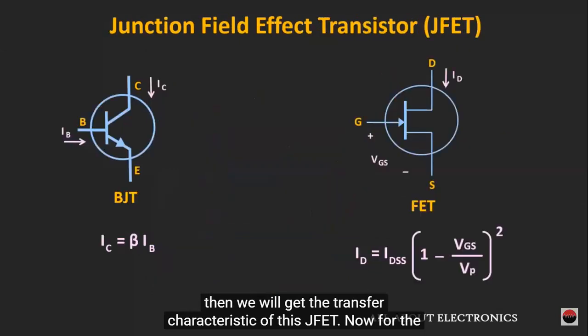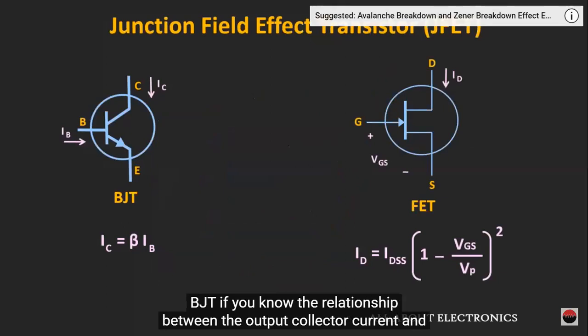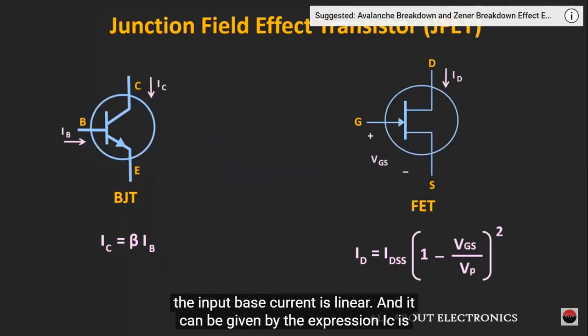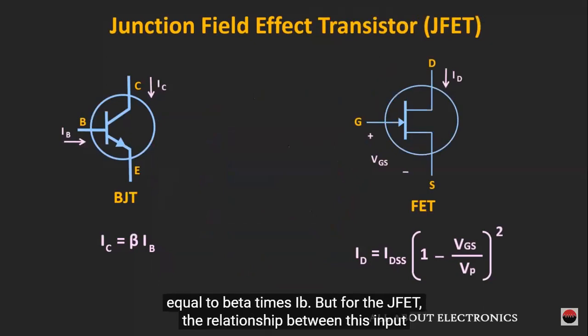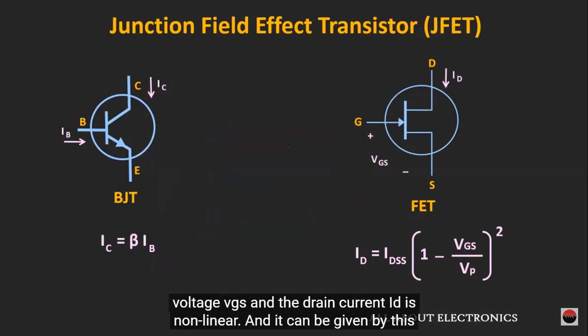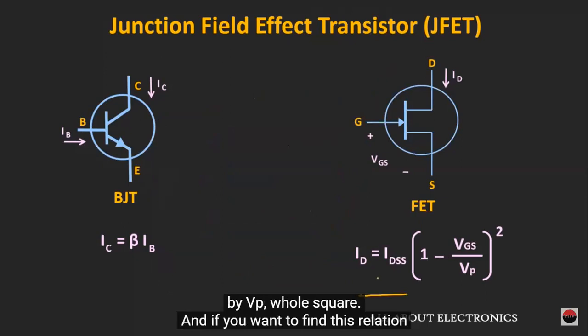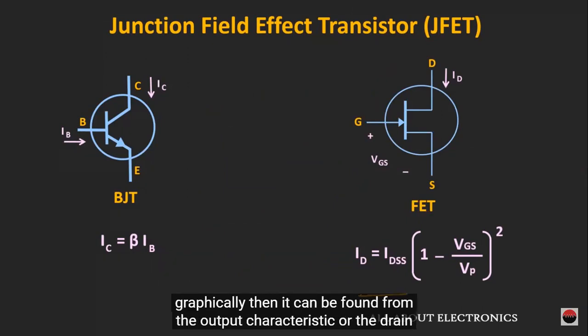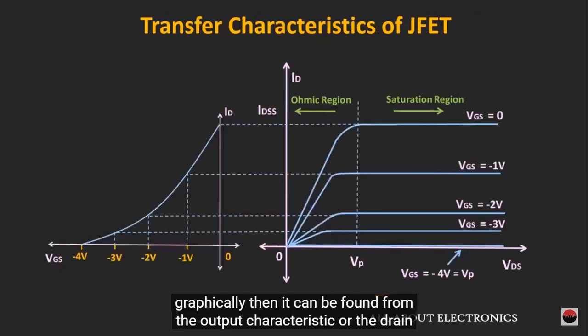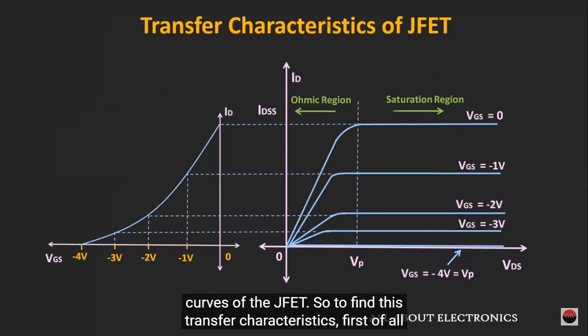Now for the BJT, if you know, the relationship between the output collector current and the input base current is linear, and it can be given by the expression IC equals beta times IB. But for the JFET, the relationship between this input voltage VGS and the drain current ID is nonlinear, and it can be given by this expression, that is drain current ID equals IDSS times (1 minus VGS divided by VP) whole square. And if we want to find this relation graphically, then it can be found from the output characteristic or the drain curves of the JFET.